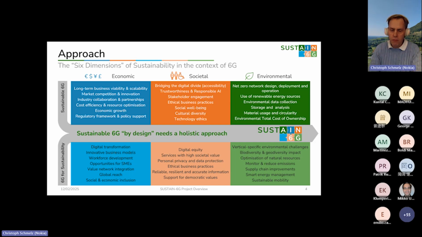So from the overall perspective, the project will look at least into specific aspects out of this large picture, out of those 6 dimensions. And what is also clear, if you look at that, many of the requirements here have interrelations to each other. So you cannot look at vertical specific environmental challenges in terms of energy saving against the energy consumption of the network. So there might be a conflict here or a trade-off.